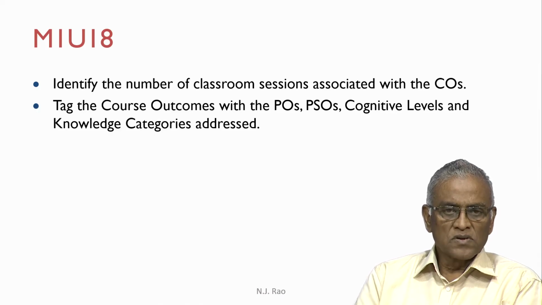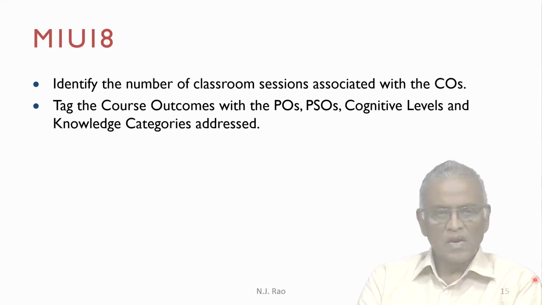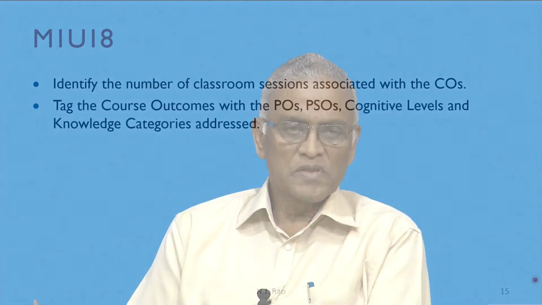Now in the next unit, unit 18, we will try to identify the number of class sessions associated with COs and tag each course outcome with the POs, PSOs, cognitive levels and knowledge categories addressed. Okay, that will be the next unit.